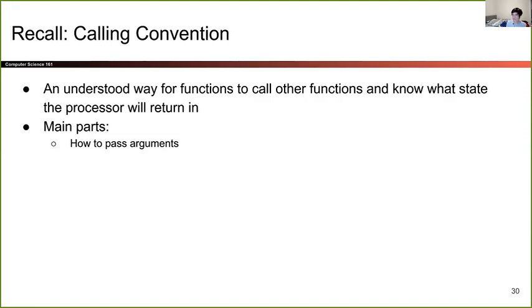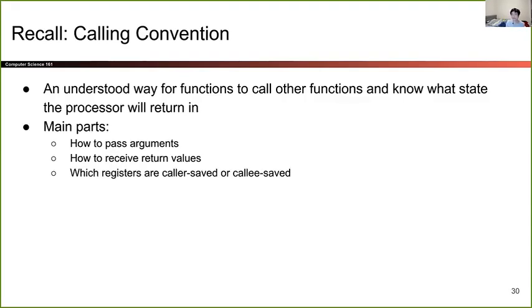There's how to pass arguments. I have to know, how do I tell the function that I'm calling what arguments I'm actually giving it? And then the callee will know where to look for the arguments in the calling convention. I also have to know, how do I receive return values? The callee is going to pass a return value back to me, and I have to know how to get that return value.